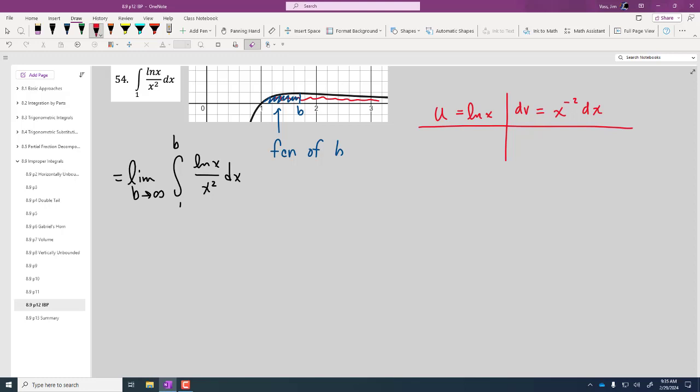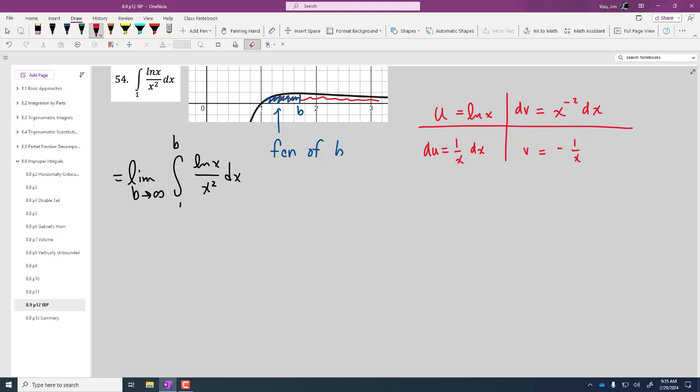We will find du to be 1 over x dx. And when we integrate over here, we add 1 to the exponent, which gives us negative 1. And we divide by negative 1. So we're going to have negative 1 over x. That will be v.